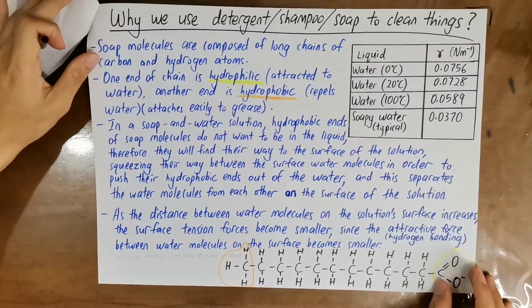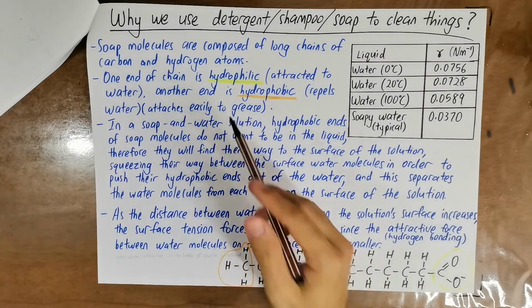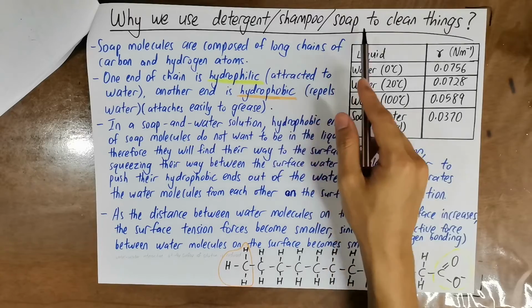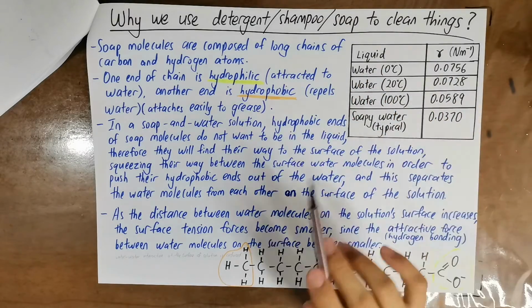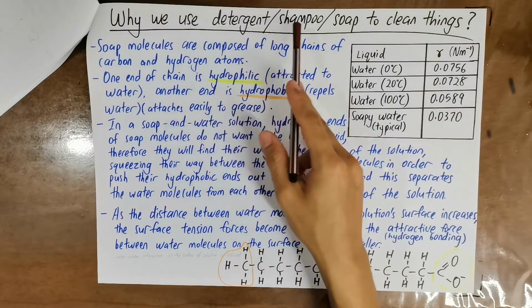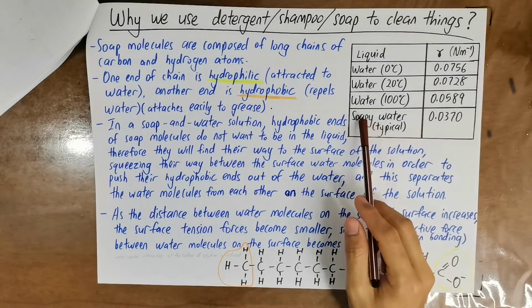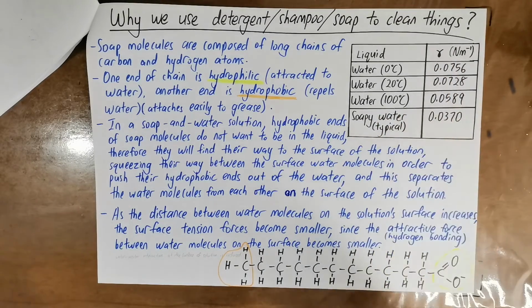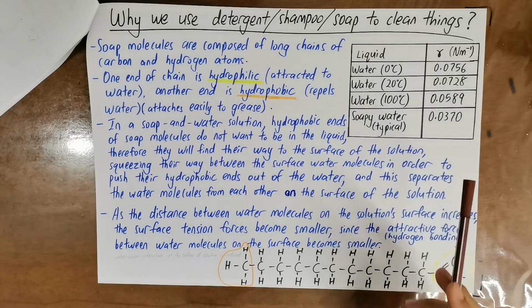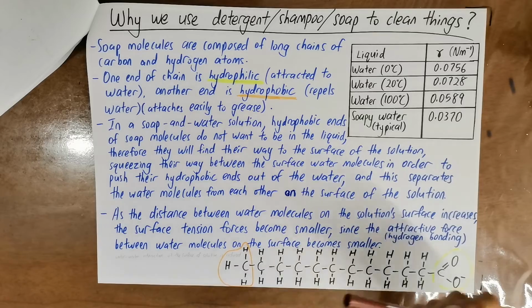Okay, last but not least, let's try to see the purpose of using detergent or shampoo or soap in order for us to clean things. The key part here is that when you use detergent or shampoo or soap, the surface tension of the water is decreased, so that they can clean things more successfully.